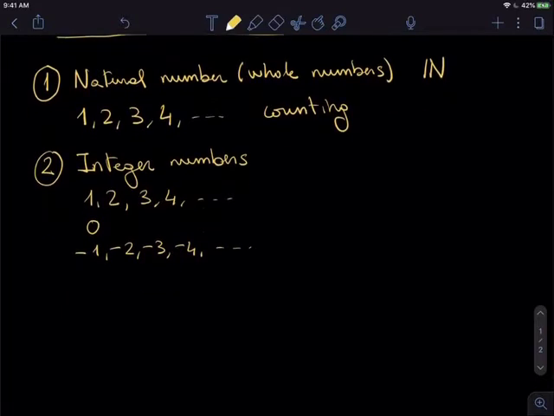These numbers don't really make sense in counting, right? Because we don't count negative things, and 0 means nothing, so we don't use them to count. But they make sense, for example, when we are talking about money, as we said, or temperatures. So they are useful. We denote the set of the integer numbers by a capital Z, and then the diagonal line, we make it double.